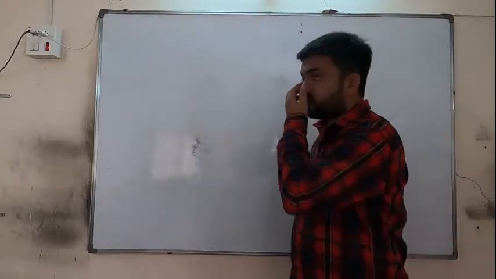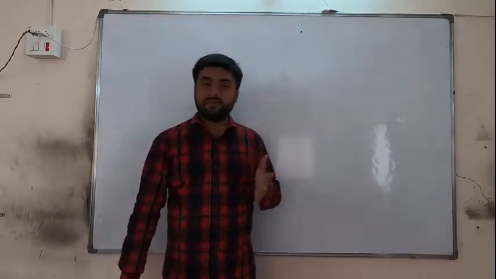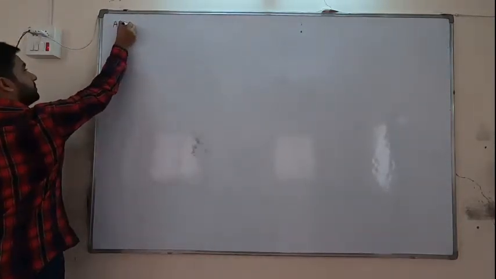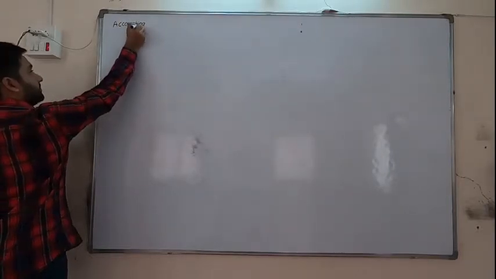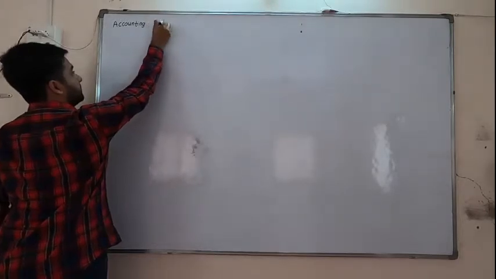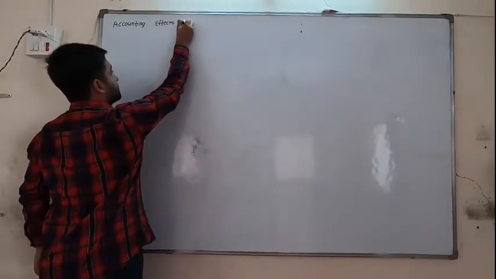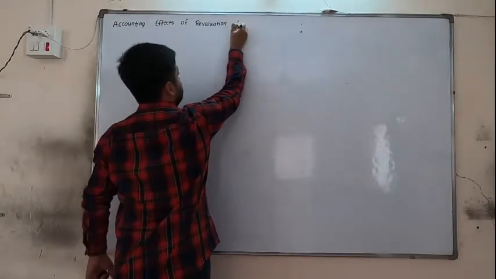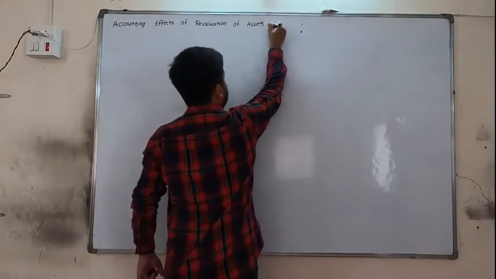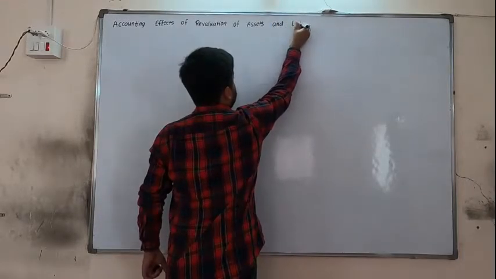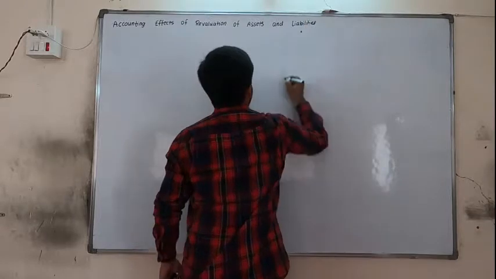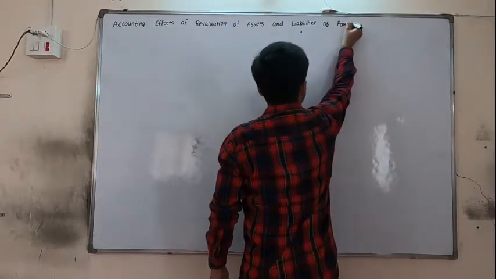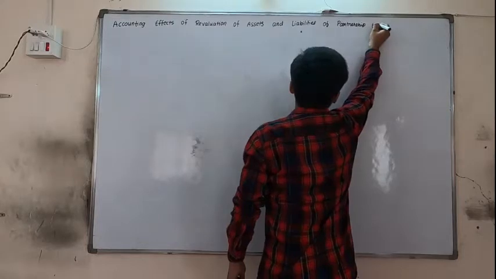The next page has some rules, but I have made the rules very easy for you, which I am giving. Okay? So everyone will write: accounting effects of revaluation of assets and liabilities of partnership firm.